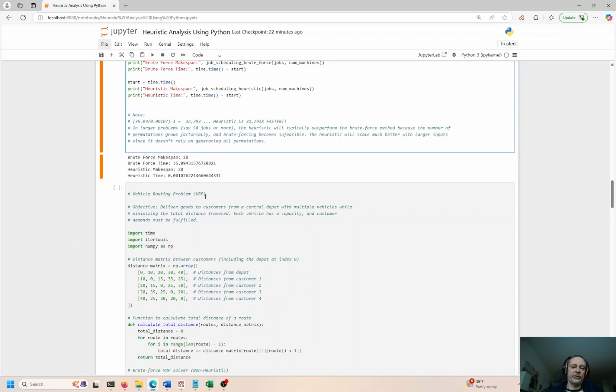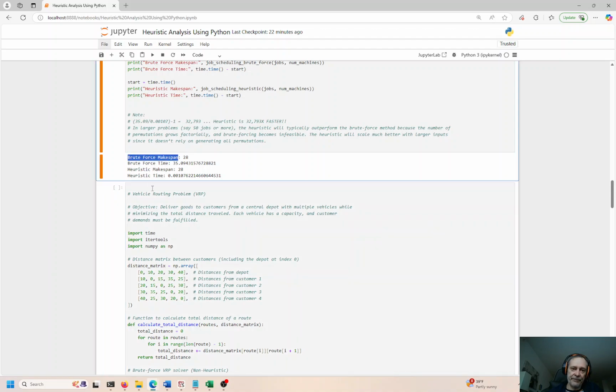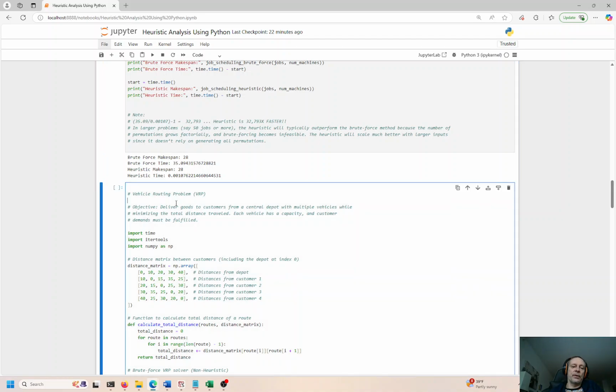I don't have all the details here, but you can see overall, the heuristic approach is much, much, much faster than the brute force approach, okay? So if you have to do this iteration over and over, obviously you would pick this, right? The outcome is the same, 28 and 28. But the time to complete the task is a tiny fraction, right? 32,000 times faster.